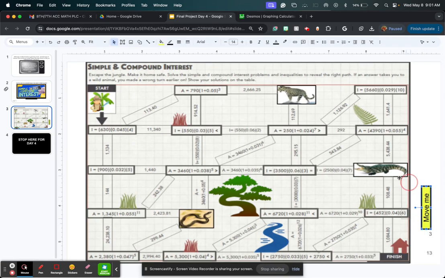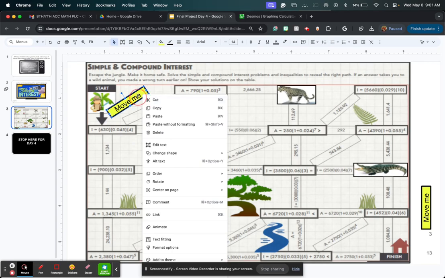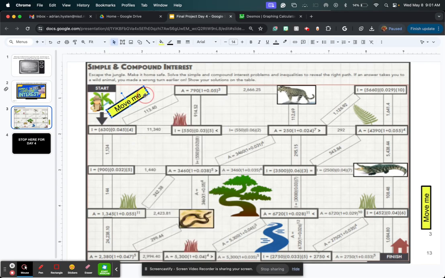And right here in yellow, it says move me. So I'm going to grab this bad boy, put it there, and rotate it. Bam. So it hits right there. So A equals our next formula, 790 parentheses 1 plus 0.05 to the power of 3. Does that take me south, east? Which one? And this is our compound interest formula.